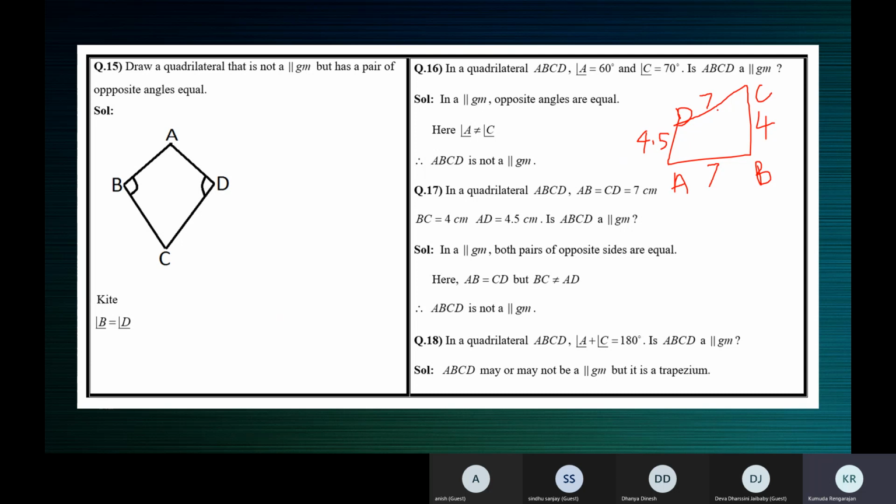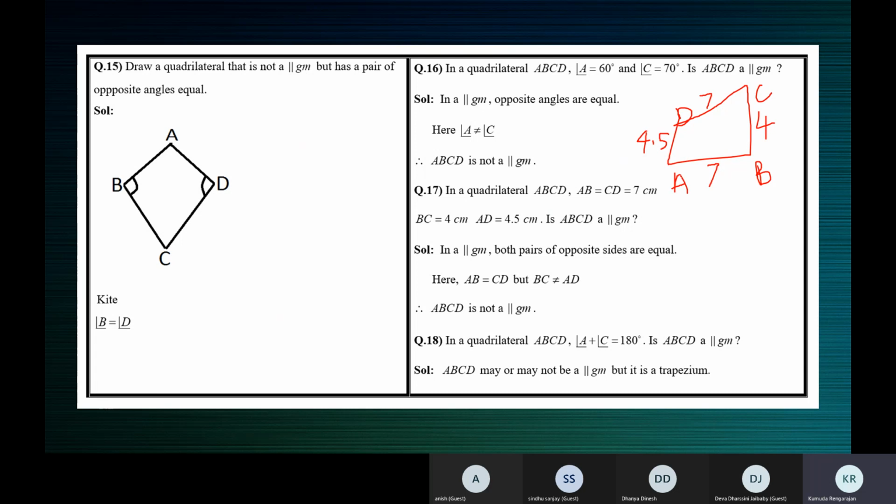This is a rough figure, children. So BC looks longer than AD. Ignore that. We're just trying to put all this information in a figure. Here BC is 4, but AD looks smaller, though it's 4.5. Ignore that. It's a rough figure.